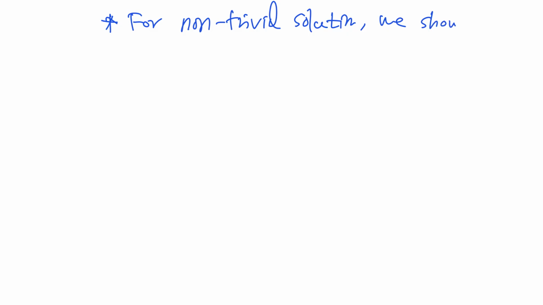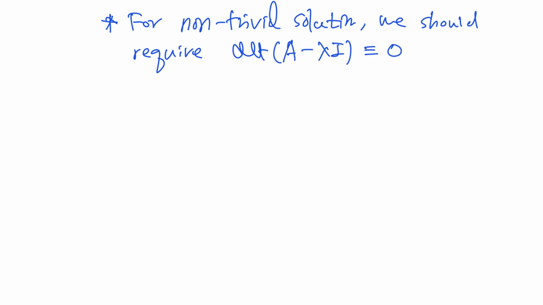Okay, I'll go a little bit slow. So for a non-trivial solution, we should require the determinant of A − λI to be equal to 0. So that's the reason why you learned about the determinant first, beforehand.